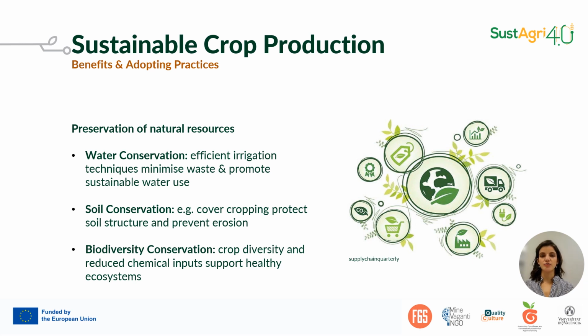By emphasizing the preservation of natural resources, sustainable crop production ensures the long-term viability of agriculture while minimizing environmental impacts. These practices not only support the current needs of food production, but also safeguard the health of ecosystems and the ability of future generations to meet their own needs.